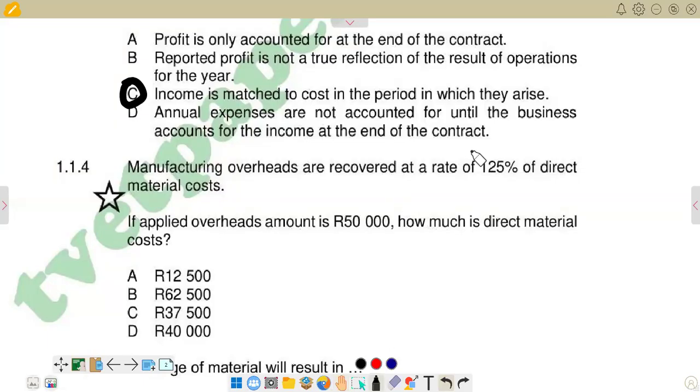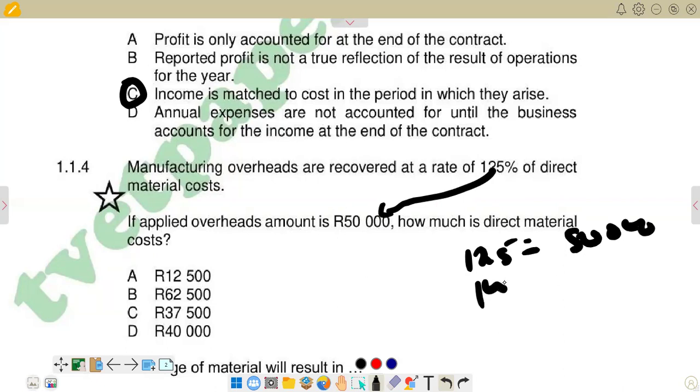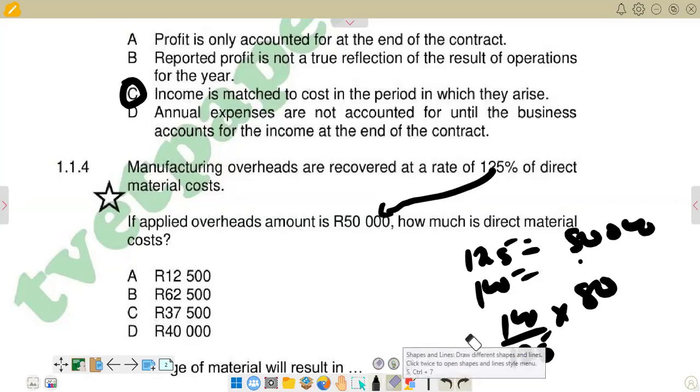So what does it mean? It means our 125% is being represented by our 50,000 rands. So the one that is being asked is the 100%. So we are just saying our 125% is equal to our 50,000. Then the 100% is the one that we are looking for. So what we don't have, we put as a numerator, what we have as a denominator, then we multiply by the given figure, which is 50,000. So you can just try to calculate that as such, and see what we get there.